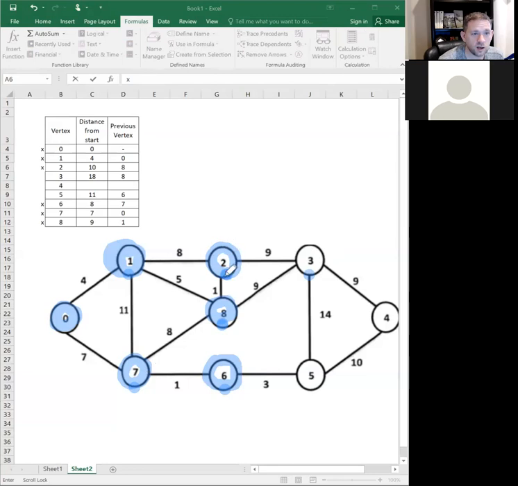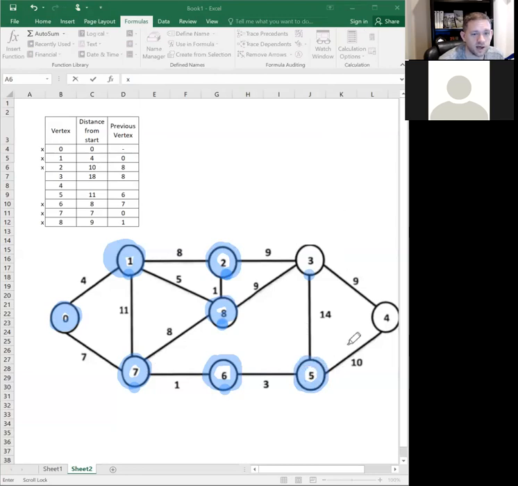So 3, I'm currently at a distance of 10. I'd have to add 9 to it. That's 19. That's not shorter. So there's nothing I can do there. Okay, nothing to do. Moving on. I have 11 and 18. So I'm going to choose 11, the distance of 11 at 5. So now I'm visiting 5.